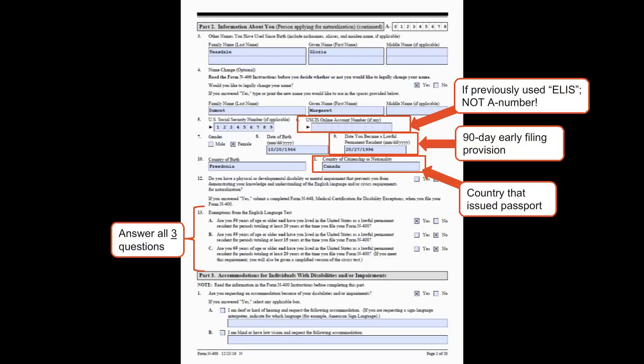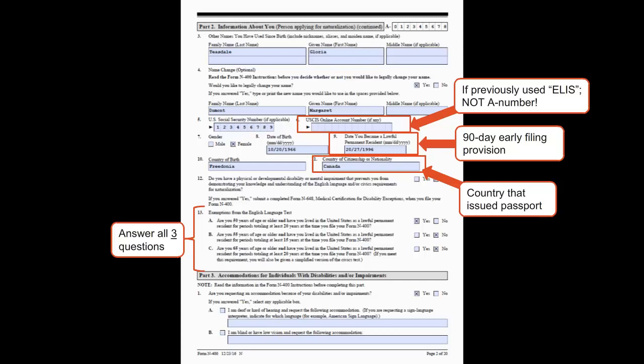The USCIS online account number in item number 6 is not common, but this number is assigned if an applicant previously used a USCIS online filing system. This is not an A number, so if the applicant does not have one, this can be left blank. Item number 9, the date of lawful permanent resident or date they received their green card, can be found on the front of their green card.